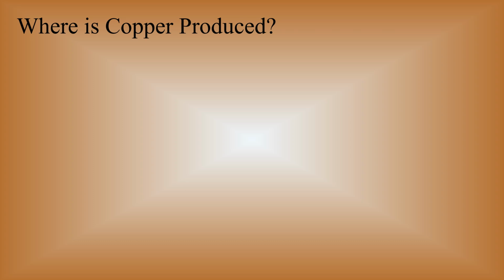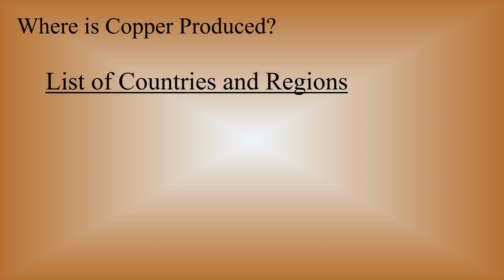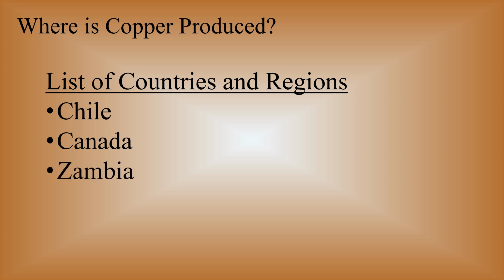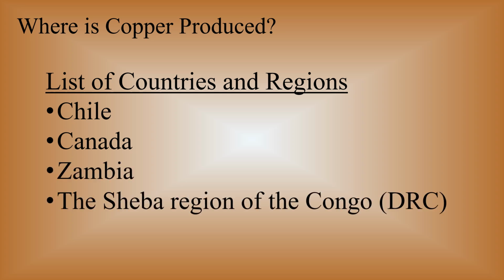Where is copper produced? It is mainly Chile, Canada, Zambia, the Katanga region of the Congo, DRC, and the United States. At the time of this paper, it says that the United States was the third largest producer of copper.